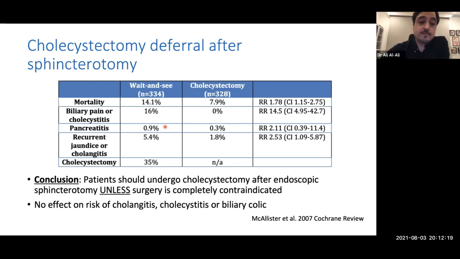But sphincterotomy alone will not prevent cholecystitis, will not prevent recurrent jaundice or cholangitis, and in fact, many of the patients will undergo cholecystectomy. So the current recommendation is that patients with biliary complications should undergo cholecystectomy after endoscopic sphincterotomy, unless there's a major contraindication for cholecystectomy. And if you're still thinking maybe we should just do prophylactic sphincterotomy, it only works if you're trying to prevent pancreatitis, but it will not work if you're trying to prevent cholangitis, obstructive jaundice, or cholecystitis.